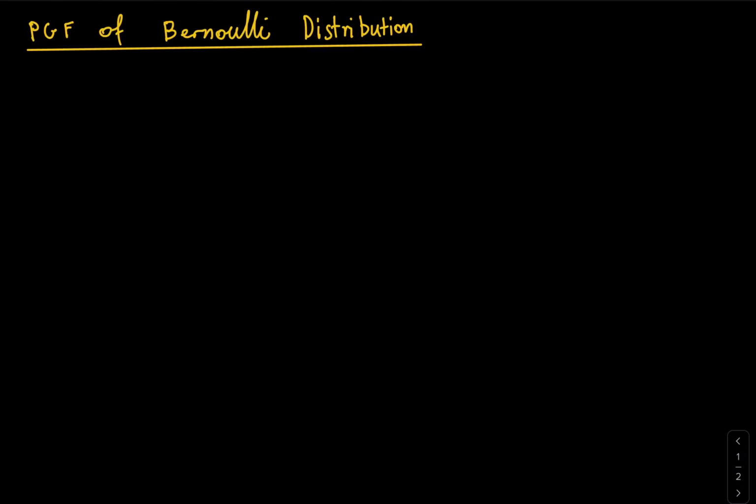Welcome. In today's video, we are going to derive the probability generating function of a Bernoulli random variable. We are then going to use this probability generating function to derive the moments of the Bernoulli distribution. Let's begin.